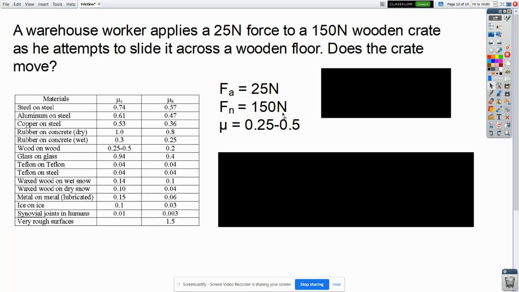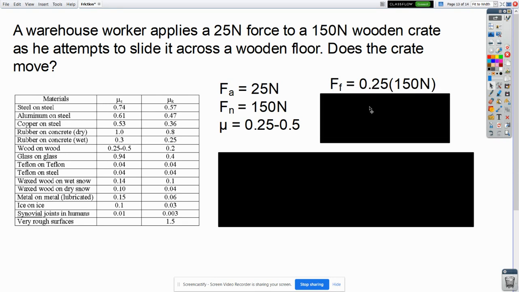It's equal to the normal force. The coefficient of friction for wood on wood, static this time because it's not moving yet, he attempts to slide it, is 0.25 to 5.0. Now I start with the low number because if it's not going to slide for the low number, it's not going to slide for the high number. So I want to start with the low number, see if it's going to go.